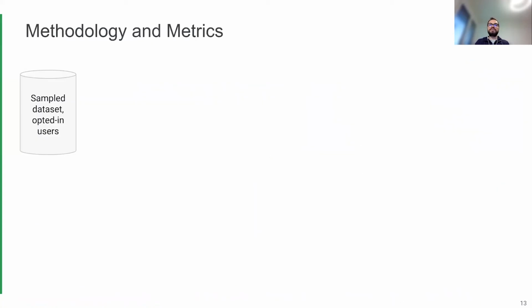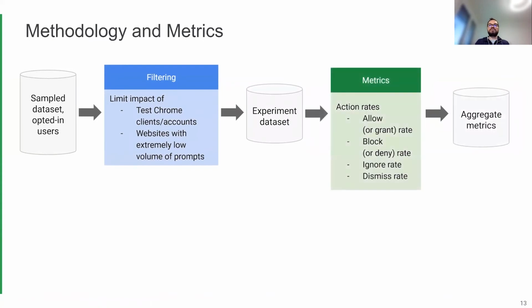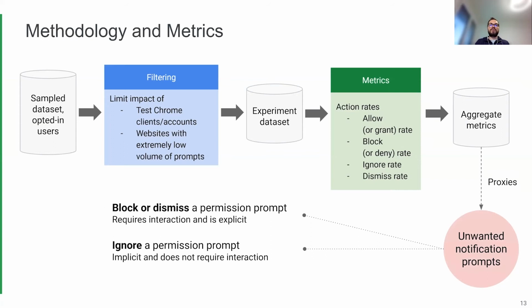In order to limit the impact of test accounts or devices, we applied several filters to the data, and then we computed aggregate statistics about the different action rates. With regards to the unwanted prompts, users can take two types of actions. One requires an interaction with the prompt and is explicit, and those are the block or the dismiss actions, for example. And the other one, the ignore, is implicit and does not require any interaction. Moreover, prompts that are blocked are also persisted for the site across subsequent visits.